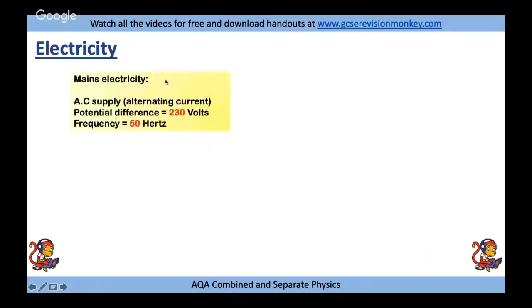Okay, on to the electricity topic. We've covered a lot of this already in the required practicals. So here we're just going to cover a few things to do with electrical safety. Now, a few key things for you to know here.